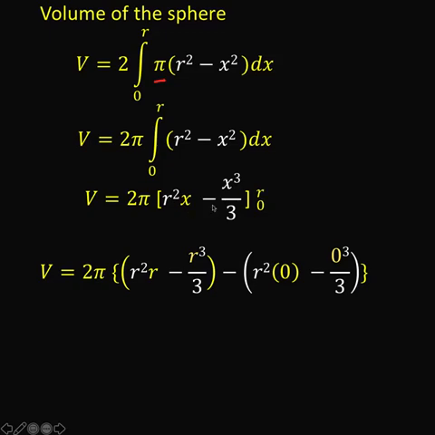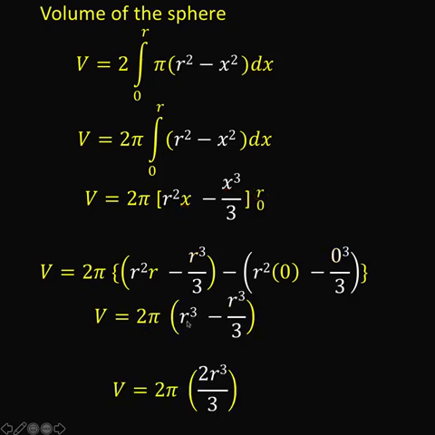Evaluating at x equals r, we copy the 2 pi, we copy the r squared, we replace x by r to get r squared times r, copy the minus, we replace x by r again to get r to the third over 3, minus, then evaluate the same expression at x equals 0. And so we replace this x by 0, we replace this x by 0. This right part is equivalent to 0, so what would be left is this first term.